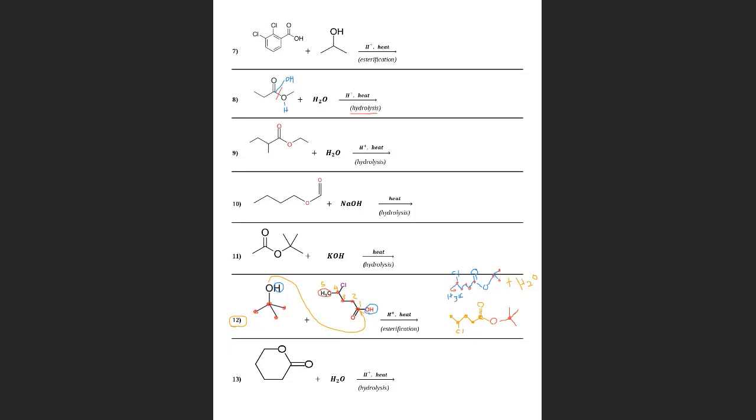So this is going to be a 3-carbon group with a carboxylic acid at the end. And then I'm also going to get a 1-carbon alcohol, CH3OH.